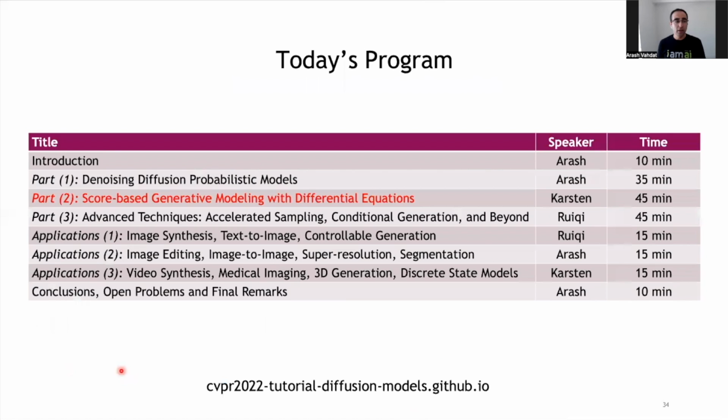So with that in mind, I'd like to pass the mic and video to my dear friend and colleague Karsten to talk about score-based generative modeling with differential equations.